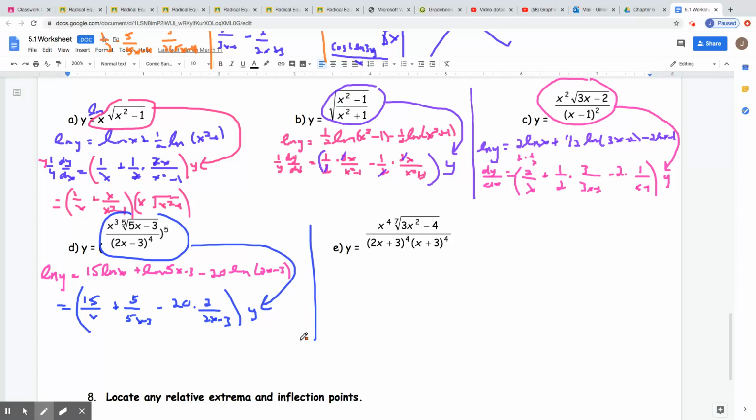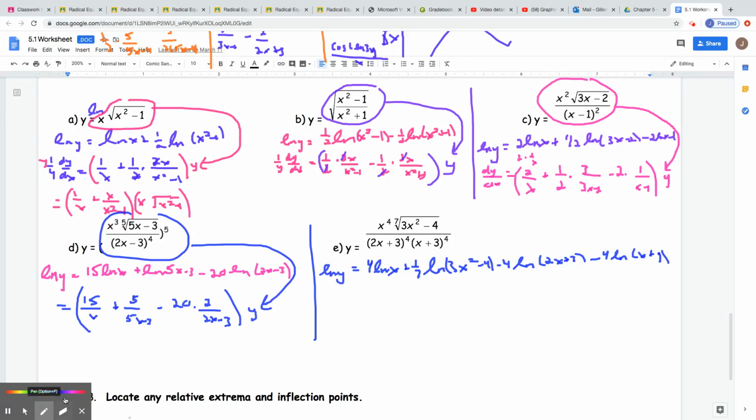All right. Last one. This is a long one here. Natural log of y equals 4 natural log of x plus 1/7 natural log of 3x squared minus 4 minus 4 natural log of 2x plus 3 minus 4 natural log of x plus 3. So your first step is always to expand this. It makes it so much easier. Now you're just taking the derivative of each thing.